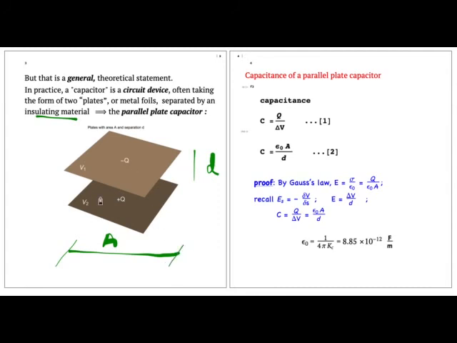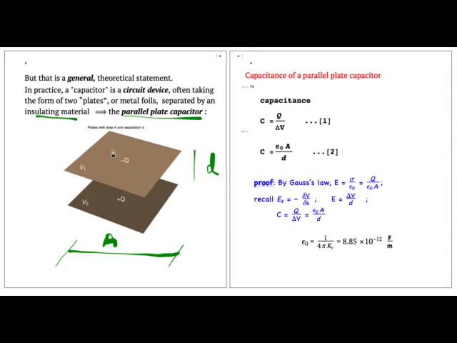And one will be positively charged with a higher potential V2. The other will be negatively charged with a lower potential V1. All right, so that's a parallel plate capacitor, and most of our calculations will concern parallel plate capacitors.